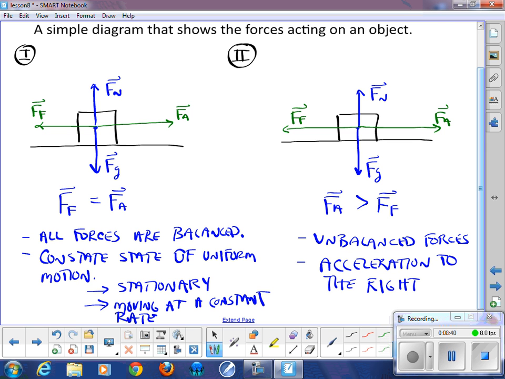Okay, so there we are. There's the difference, and that's why free body diagrams are very important, because they tell us a whole lot of information, or tell us that we don't have enough information. So I can't stress the importance of those free body diagrams.